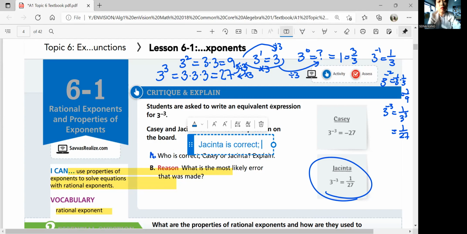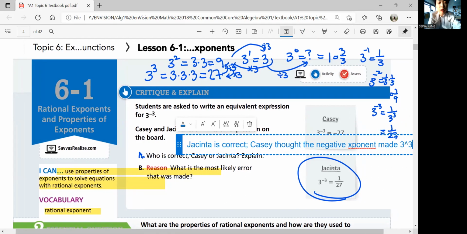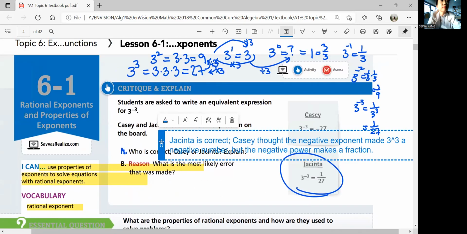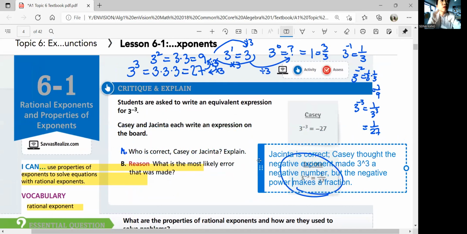Can you explain? Jacinta is correct because Cassie thought the negative exponent made 3 to the third power a negative number. But the negative power makes a fraction. So this is part A.